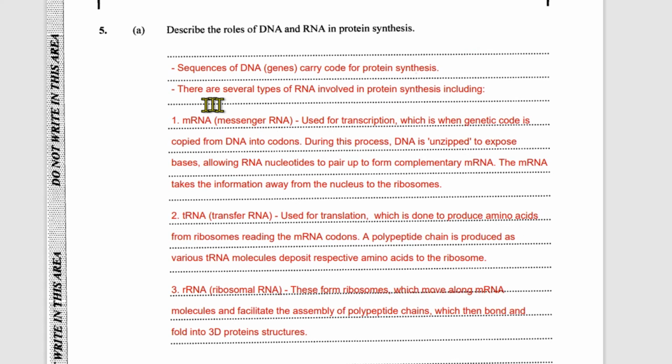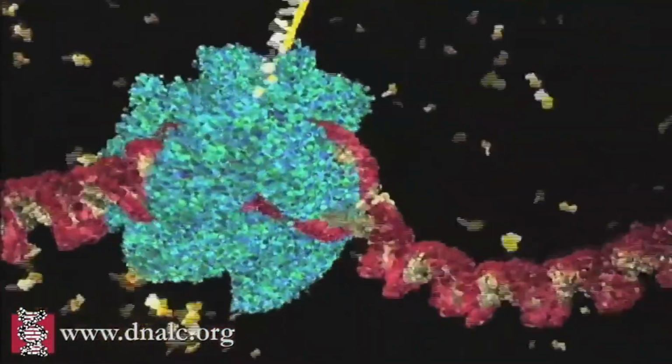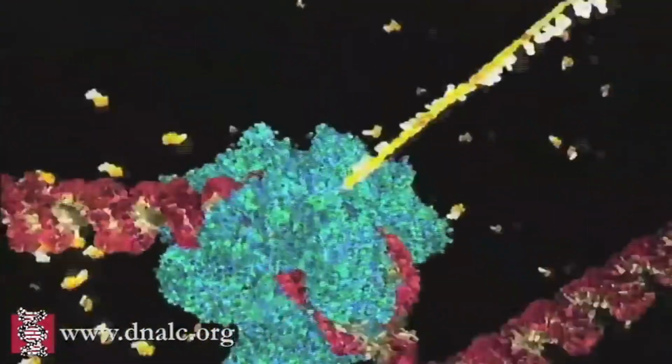So there are several types of RNA involved in protein synthesis. There's mRNA or messenger RNA, tRNA or transfer RNA, and rRNA or ribosomal RNA. We want to talk about all three. So mRNA is used for a process called transcription. What transcription does is that it basically writes the genetic code from the DNA onto a single-stranded molecule called RNA.